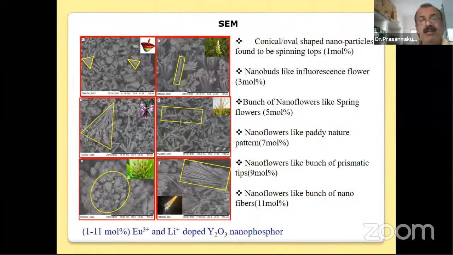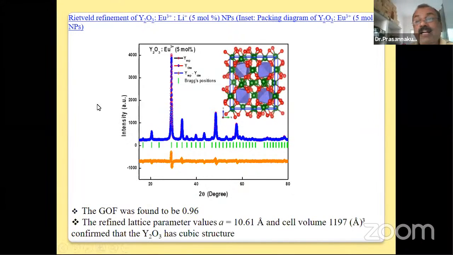1 minute. This is known as the Rietveld refinement technique. From this, the goodness of fit can be calculated. It is found to be 0.96, and the refined lattice parameter is found to be 10.61 Angstrom, and the cell volume is 1197 Angstrom cubed. This confirmed that yttrium oxide has a cubic crystal structure.